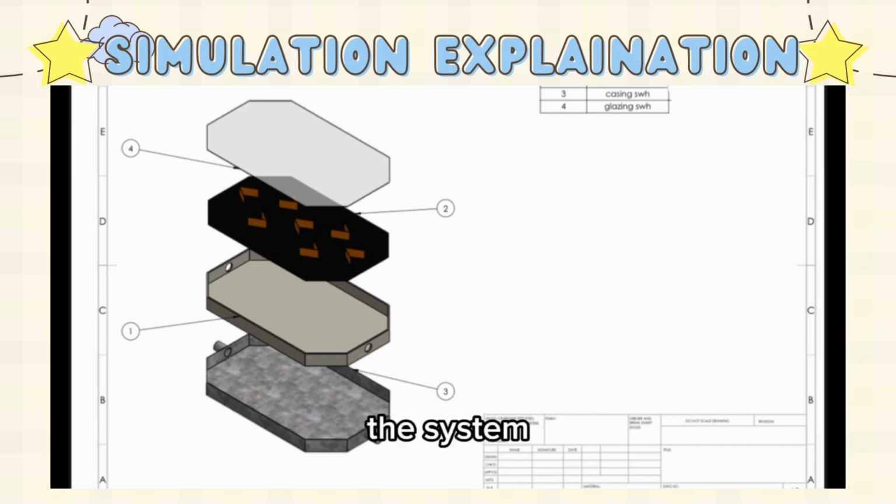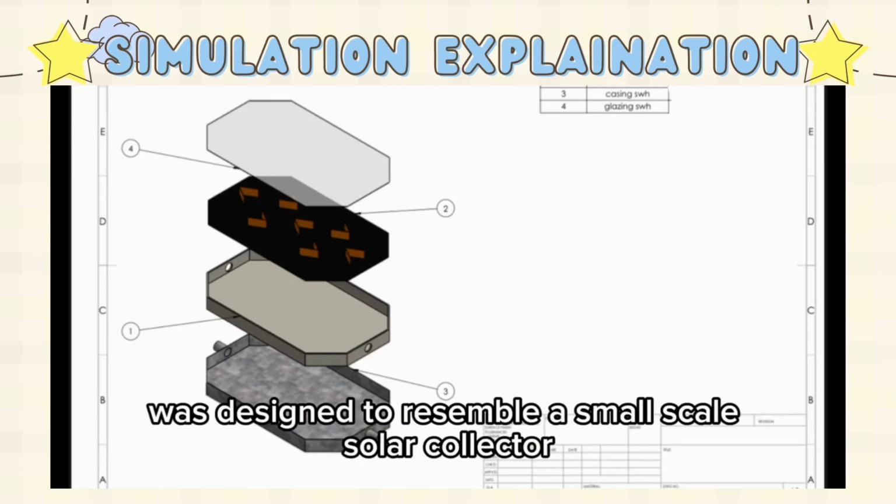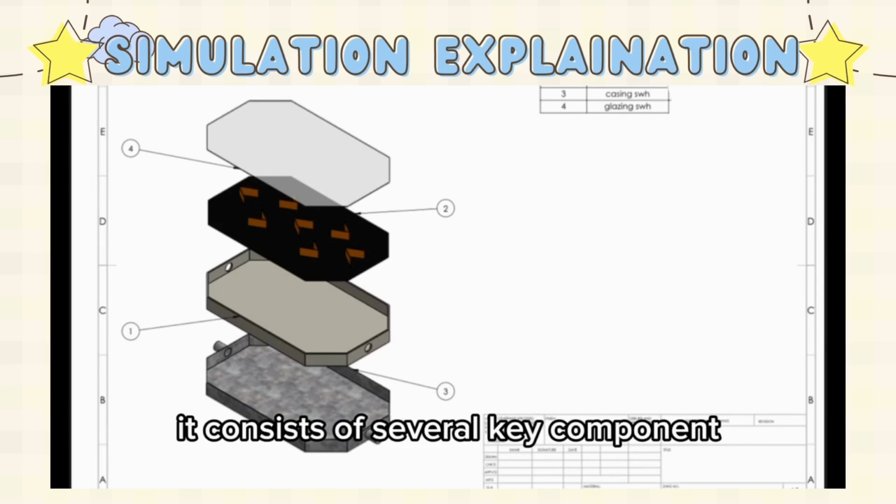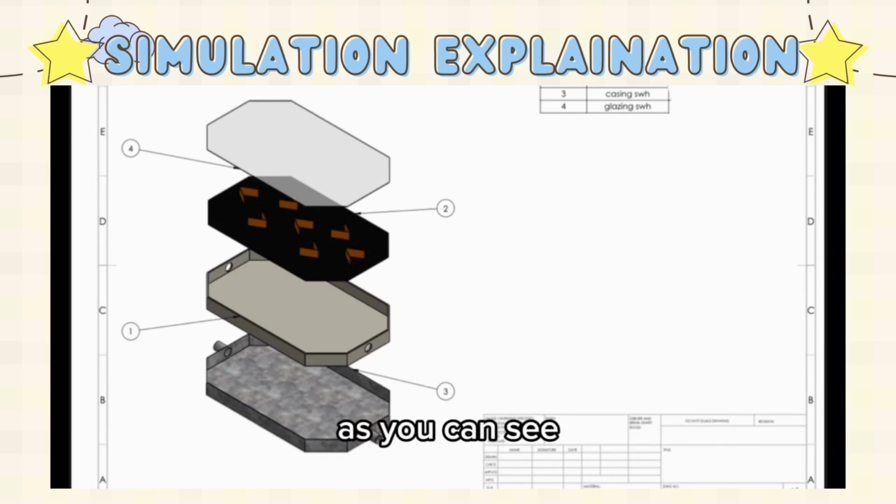This video presents a simulation of a flat plate solar water heating system using SolidWorks Flow Simulation. The system was designed to resemble a small-scale solar collector. It consists of several key components. From the bottom, as you can see, it is a casing, insulation, absorber plate with fins, and glass cover.